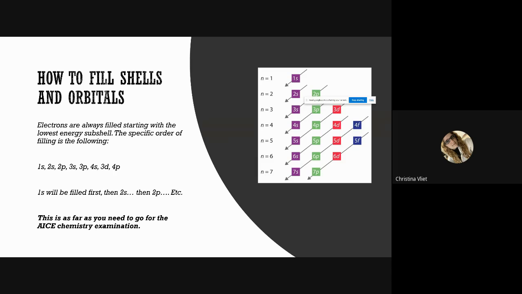Method 1 is just to memorize. If you want to memorize, 1s, 2s, 2p, 3s, 3p, 4s, 3d, 4p, if you just want to memorize that order, you'll always get the right answer, as long as you remember s is 2, p is 6, and d is 10. So that's method number 1.